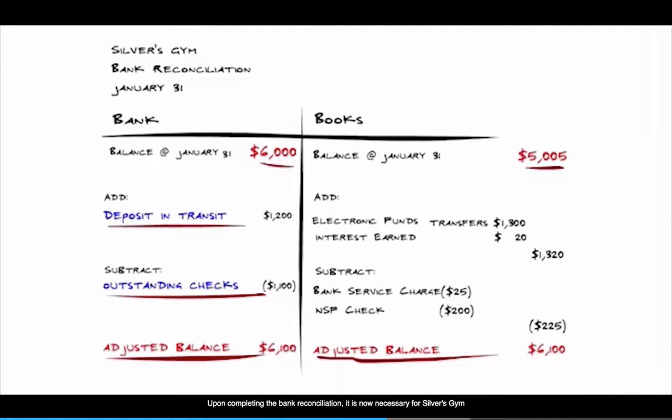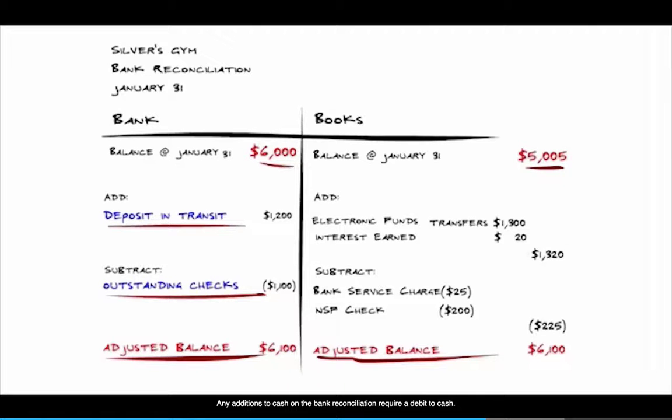Upon completing the bank reconciliation, it is now necessary for Silver's Gem to record the changes outlined on the bank reconciliation in the general journal. We can only make entries that affect the book balance, as we do not have control over the bank's books. However, if we noticed any errors that the bank made, we would notify the bank so that the bank's accountant can correct them. Timing issues on the bank's records are self-correcting, meaning that over time, they will be reflected on the bank's records. The entries to adjust the books are very simple.